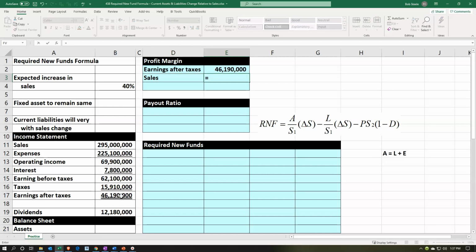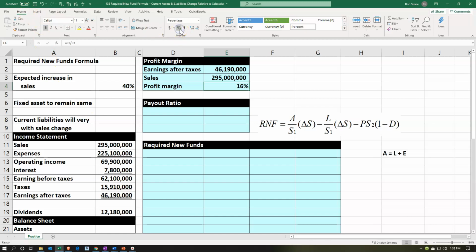Then the sales is going to be the top line. This is just our profit margin calculation. And that's going to give us our profit margin, which will be equal to the net income or earnings after taxes divided by the sales. Let's make that a percent by going to the Home tab, Numbers group, percentifying it.